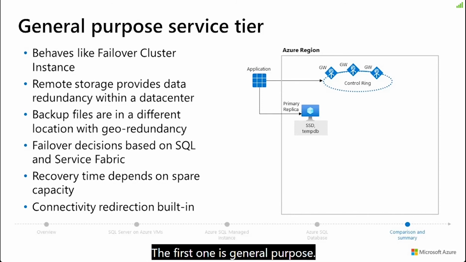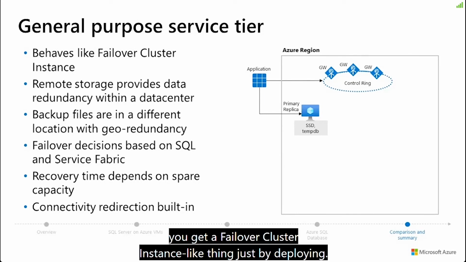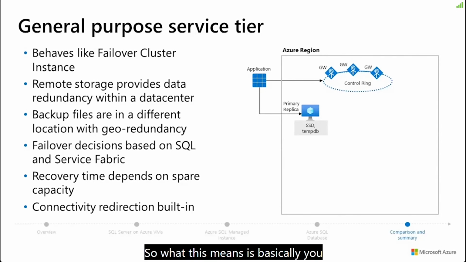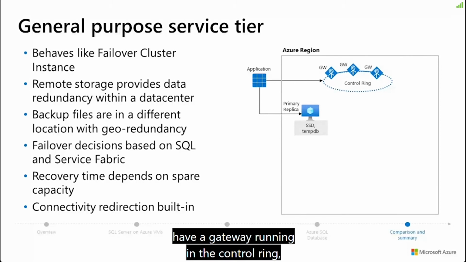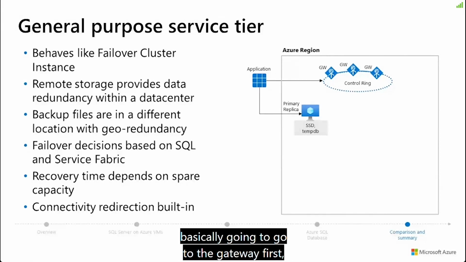The first one is general purpose. And now if you recall, I said with general purpose, you get a failover cluster instance like thing just by deploying. So what this means is basically you have a gateway running in the control ring, and your application is basically going to go to the gateway first, and depending how you have this configured, it will either always go to the gateway or it will get the information for the database and then go to the database.